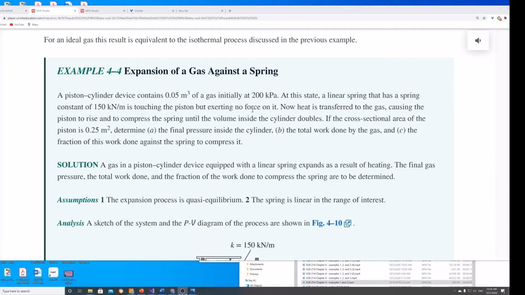Okay, so for example 4-4, you have a piston cylinder, and initially at 200 kPa you have a linear spring just touching the piston but exerting no force on it. Heat is transferred to the gas, causing the piston to rise and compress the spring until the volume of the cylinder doubles. So we can figure out how much the spring is compressed. They give you the cross-sectional area, so we could use that information to figure out the distance the piston moved. This is how much is initially there, so we're going to have double, so it's going to be 0.10 meters cubed.